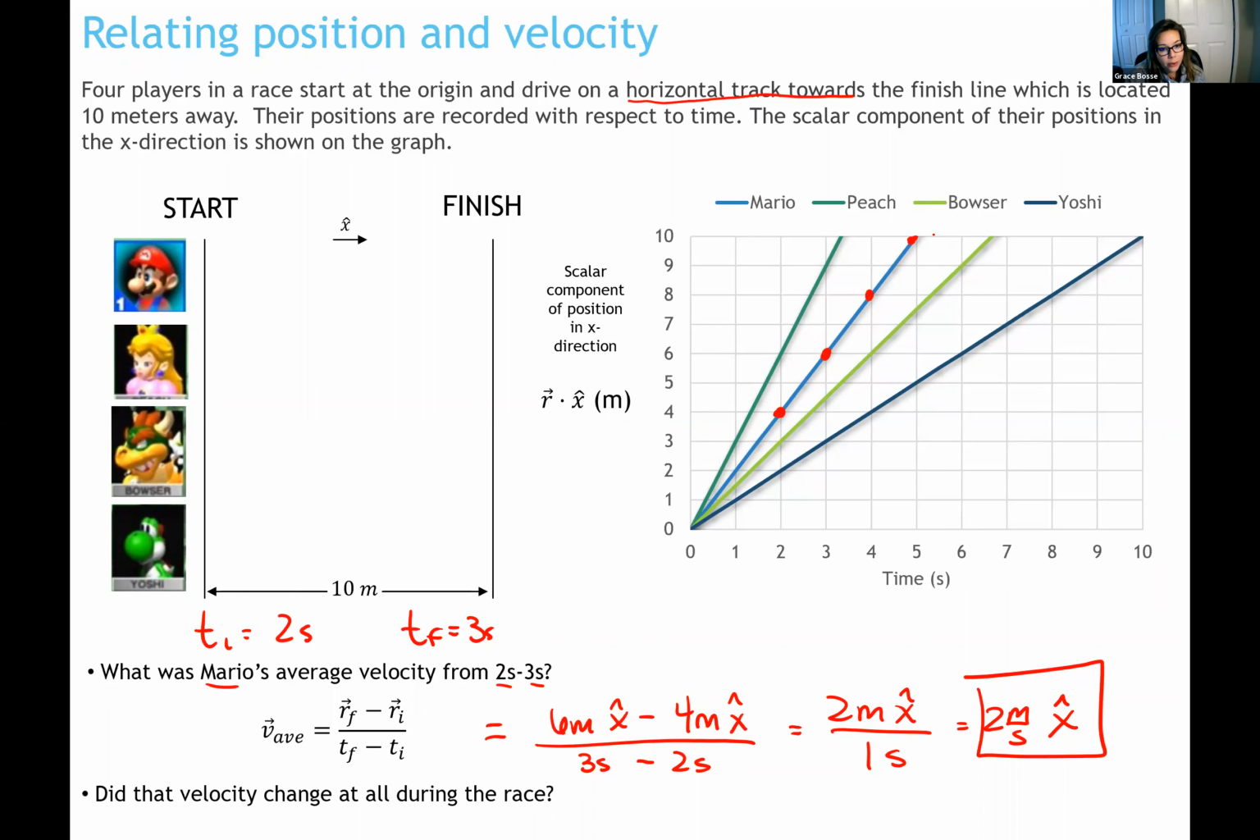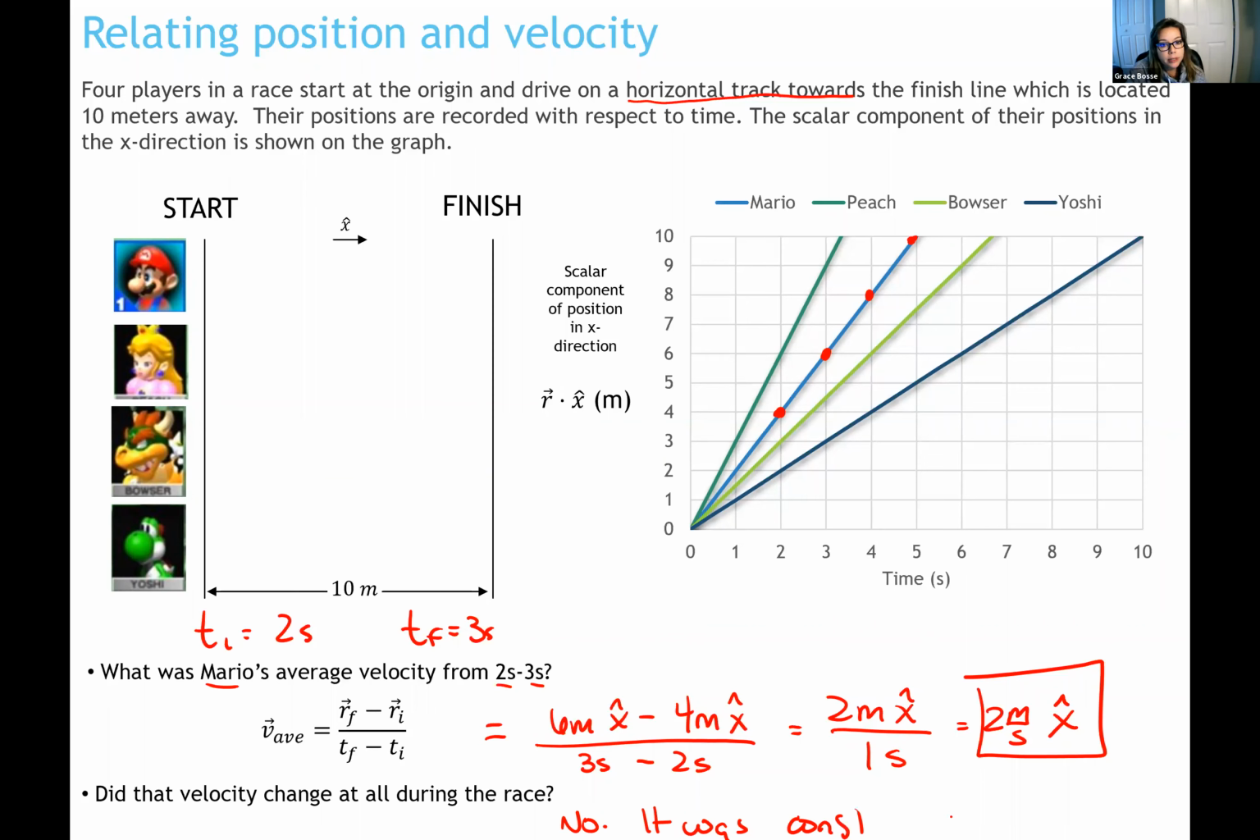So anywhere where I try to calculate his velocity from this position versus time graph, I'm going to get the same answer because his position is linear. And so I would say no, his velocity didn't change the whole time. It was constant because his graph is linear.